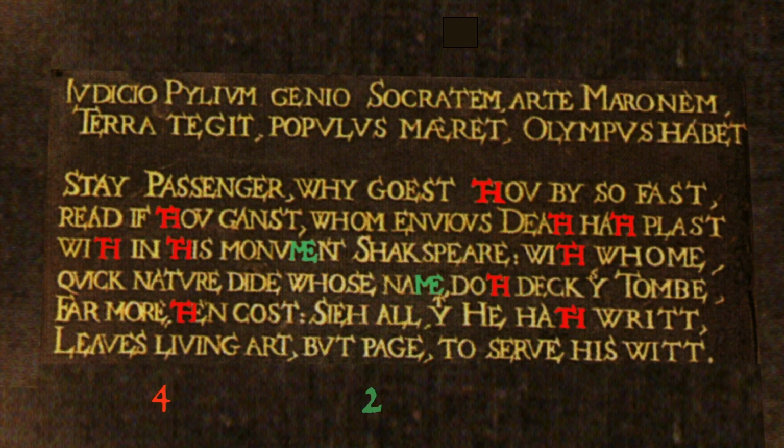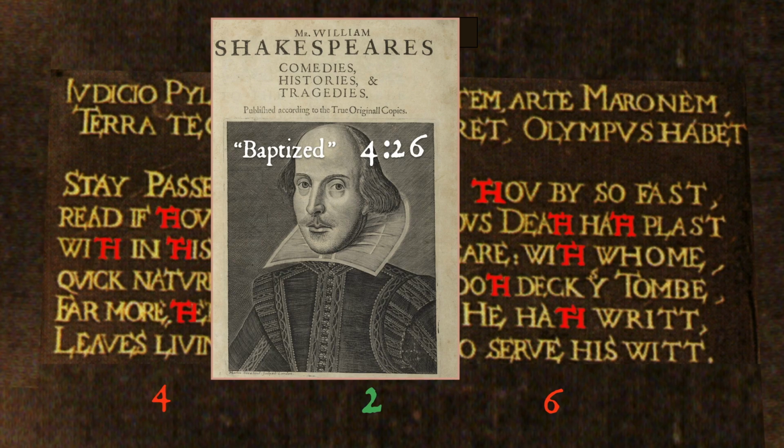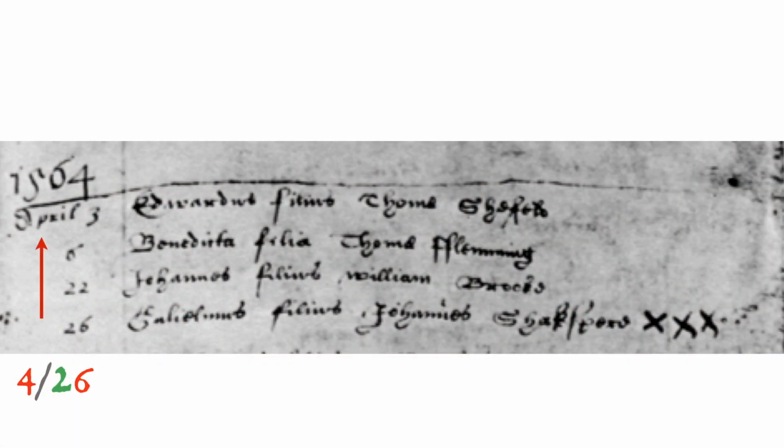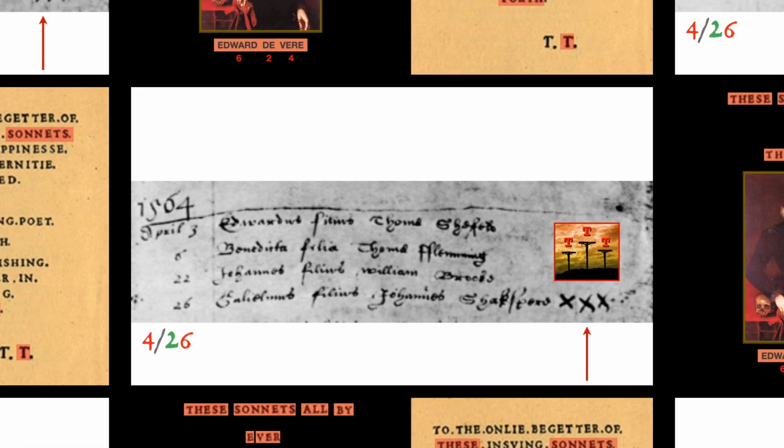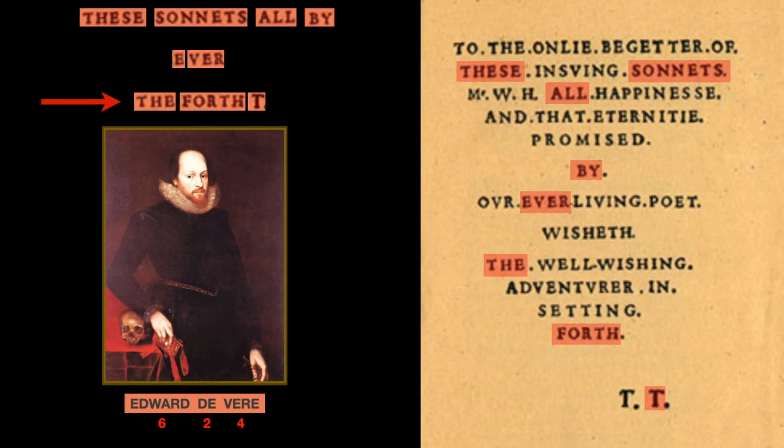This guy, the man from Stratford, 426, his baptism was on 426, April 26. Here's his baptism certificate, April 26. It's been fixed to tell you that that's part of the codes. This is supposedly crosses of the neighbors and his parents who were illiterate, but no, it's really 3 crosses, isn't it? 3 T's. And so what is the 4th T?